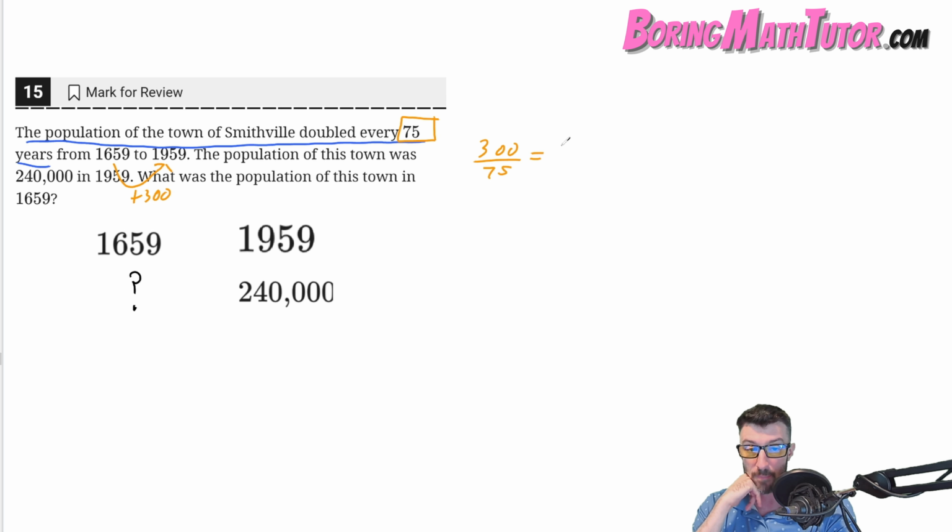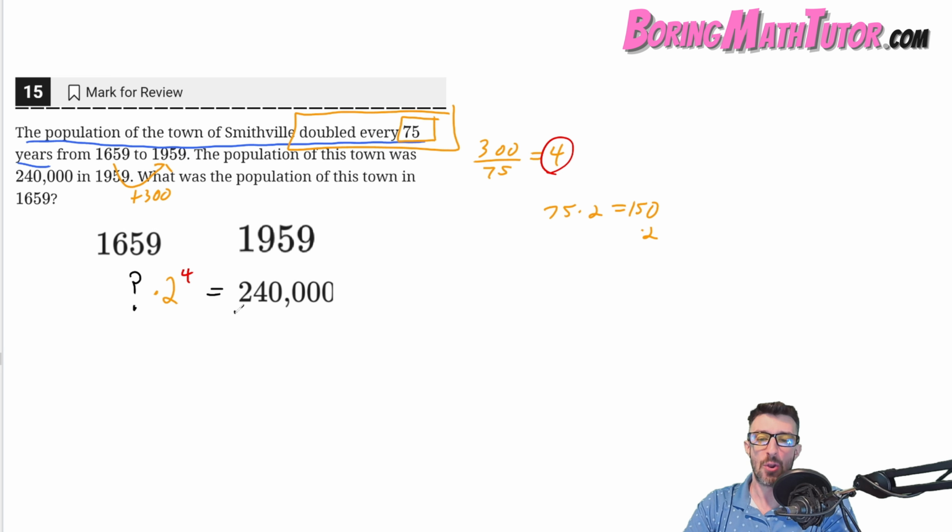One way to calculate that by hand is just simply to realize 75 times 2 is 150. And then if I multiply that by 2, I would get to 300. So anyway, answer is 4. That's how many doublings I will have. So what that means is I should be doubling whatever it was in 1659, which means I'm multiplying by 2. But how many times am I going to do that? 4 times.